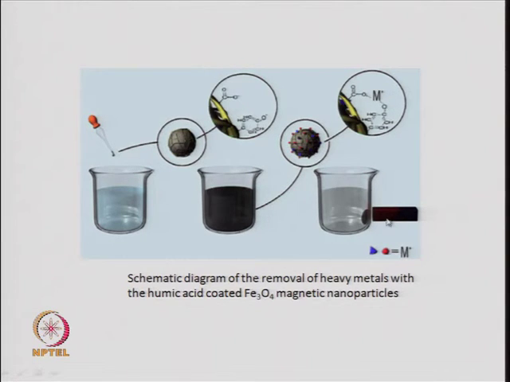Once they get trapped on the surface of these particles, then you bring a magnet close to that. So, once you bring the magnet, all these particles, which are shown in black color, will come and deposit on the wall of this container, so that the water will be clean. So, this is a magnetic separation of heavy metal ions using functionalized magnetic nanoparticles. This is a very important application.